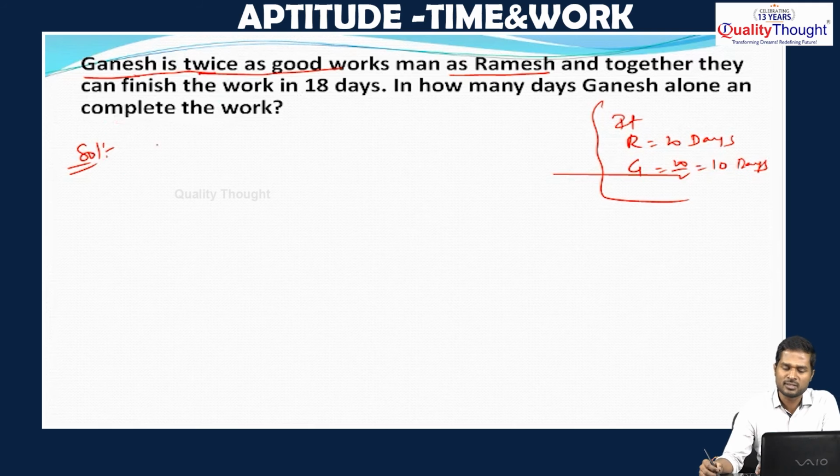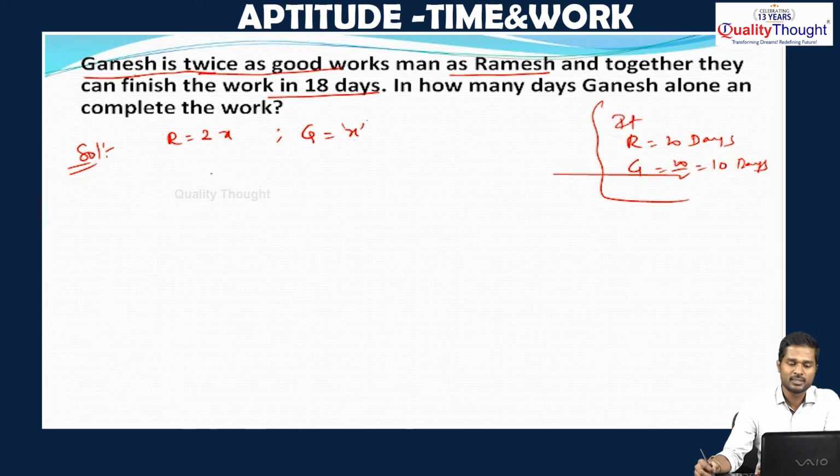Now let's consider some values. For example, let's say Ramesh takes 2x days, then Ganesh will take only x days to complete the work. Now, what the question says is that together they complete the work in 18 days. That means Ganesh is x and Ramesh is 2x.